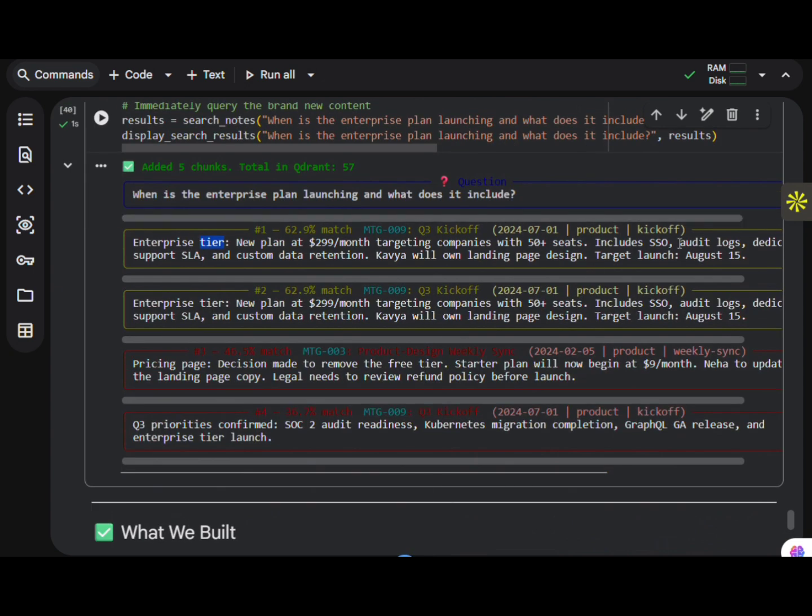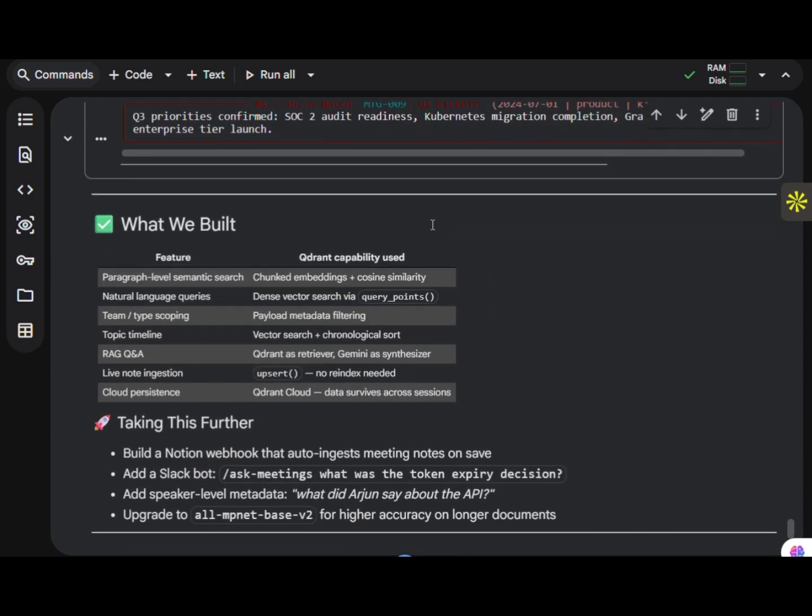All this because of Qdrant, which is using semantic search. We can call that, let's say, a skeleton body for our data, for the memory. And Gemini here is working as a brain, because it is making these answers, right? So I hope this was helpful for you all.